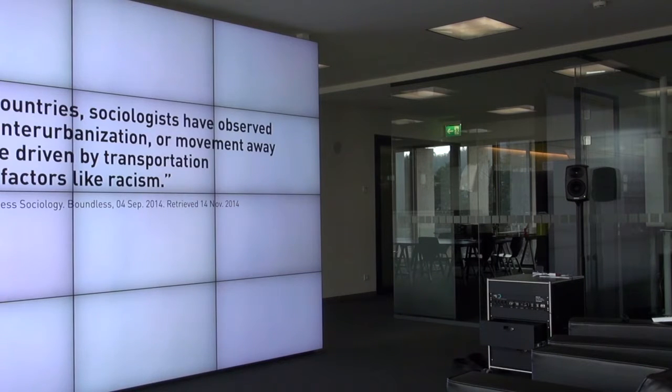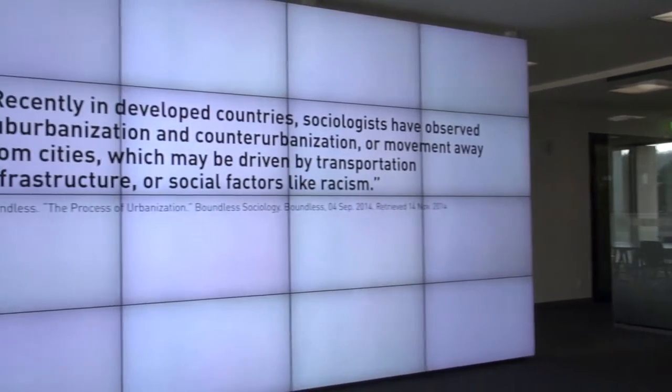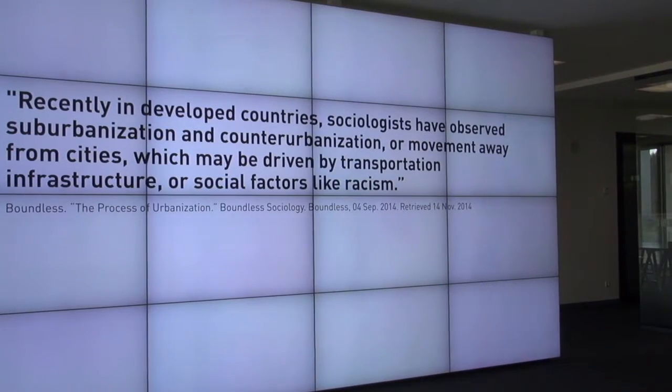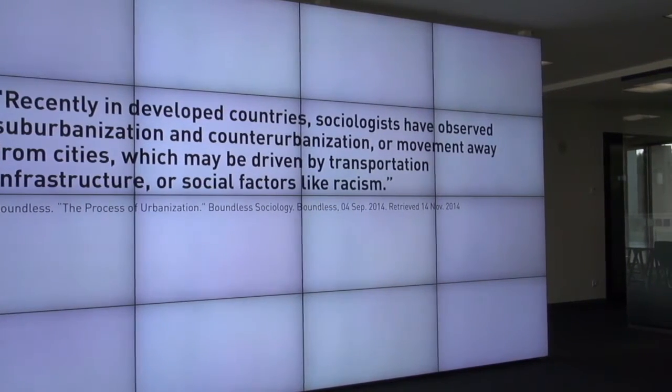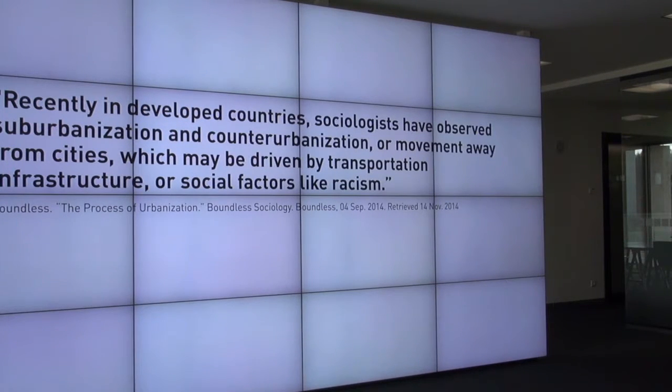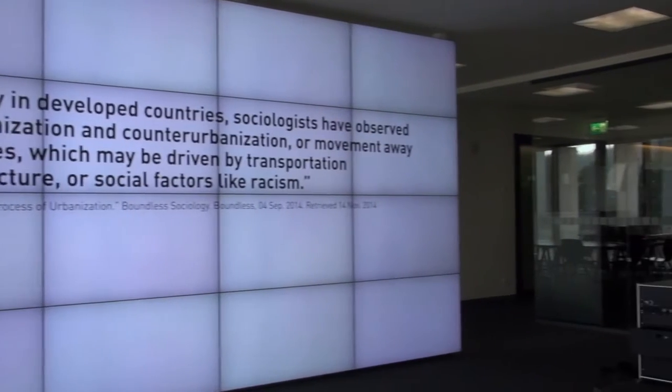And just to see what's going on now, like Professor Schmidt told you before, now we have this non-urban process like in northern India or in Java. I'd like to quote a sociology report. Recently, in developed countries, sociologists have observed suburbanization and counter-urbanization, or movement away from cities, which may be driven by transportation infrastructure or social factors like racism. And so there we have some kind of non-urban densification, and here we have this urban sprawl.